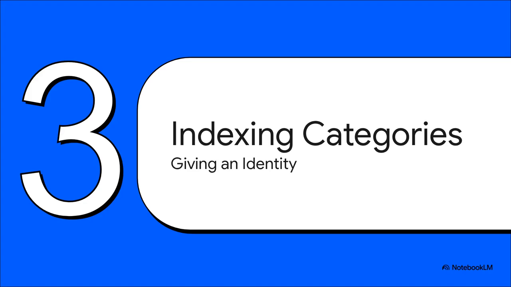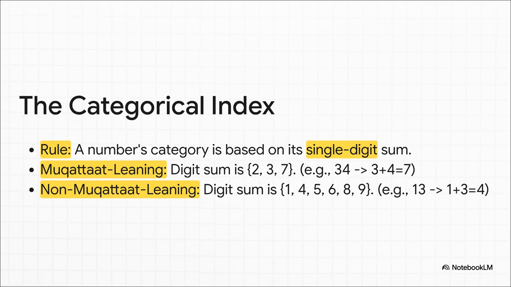Okay, on to our second blueprint tool. This one builds directly on what we just did. Up until now, those multi-digit numbers like 13 and 26 were just kind of temporary steps along the way. Well, this next tool gives every single number, no matter how big, a clear identity inside the system. The rule is actually pretty straightforward. Any multi-digit number belongs to the same category as the sum of its digits.